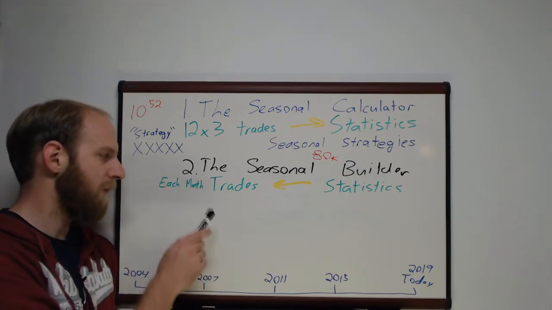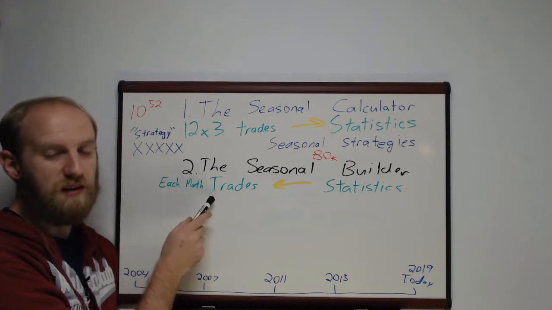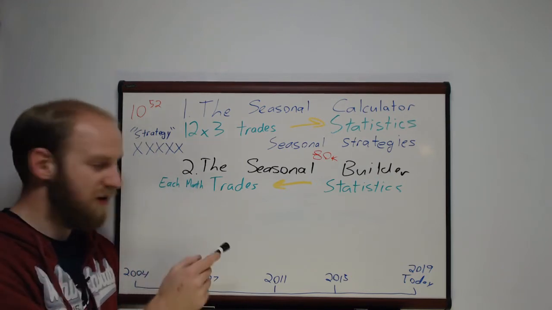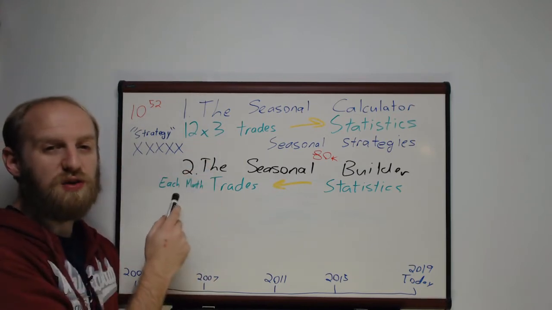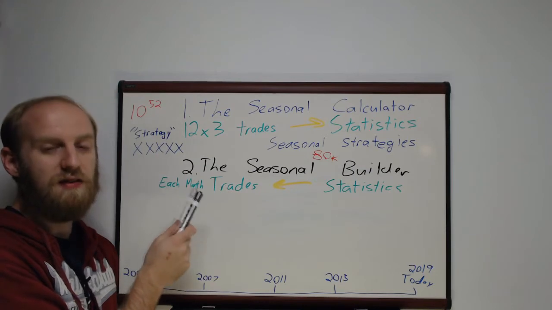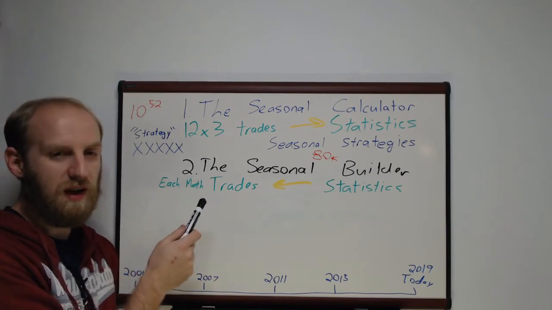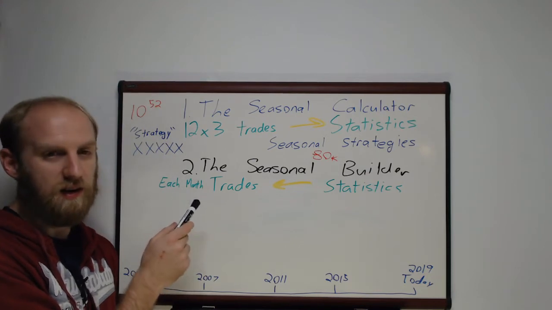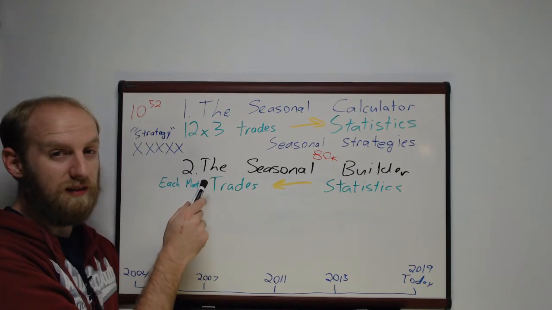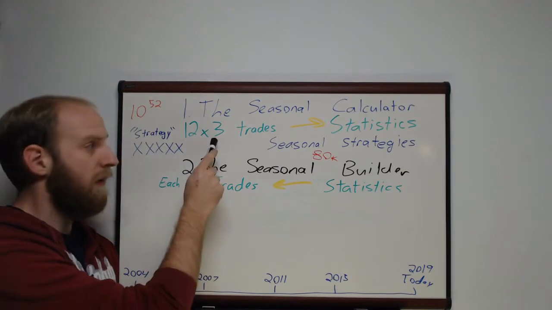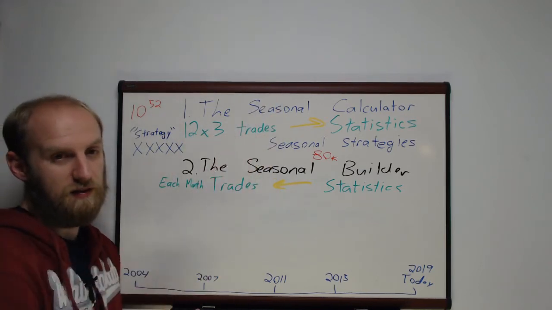Okay, and so it'll give you 12 months worth of trades. And guess what 12 months worth of trades is? That's a strategy. So once you put 12 months together in the seasonal builder, which is a month-by-month tool, once you put all 12 months together and it passes the cyclical test, there's a button that says send to calculator. And what it does is it takes all 12 months, 12 by 3 trades, that's a strategy. Now you're back on the seasonal calculator.